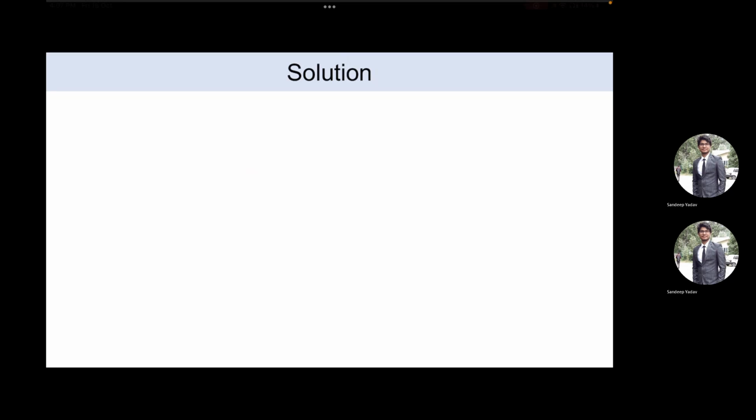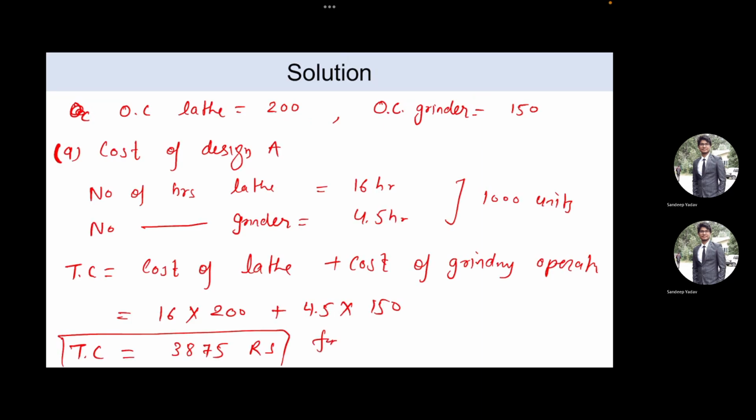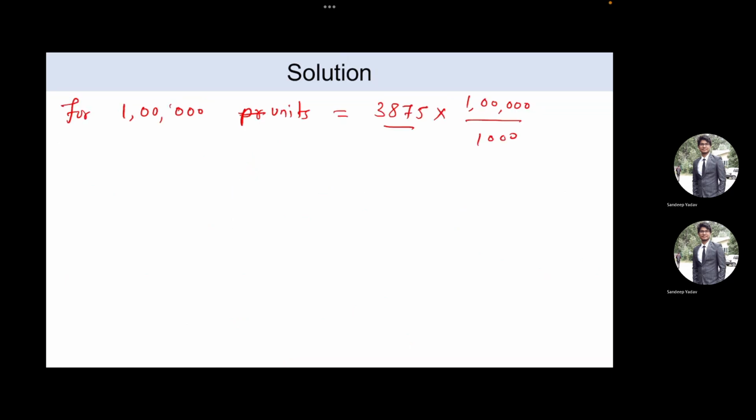So here we have to make 1 lakh units. That will be 3875 into 1 lakh divided by 1000, because this is the cost for 1000 units. Now that will be around 3,87,500 rupees.